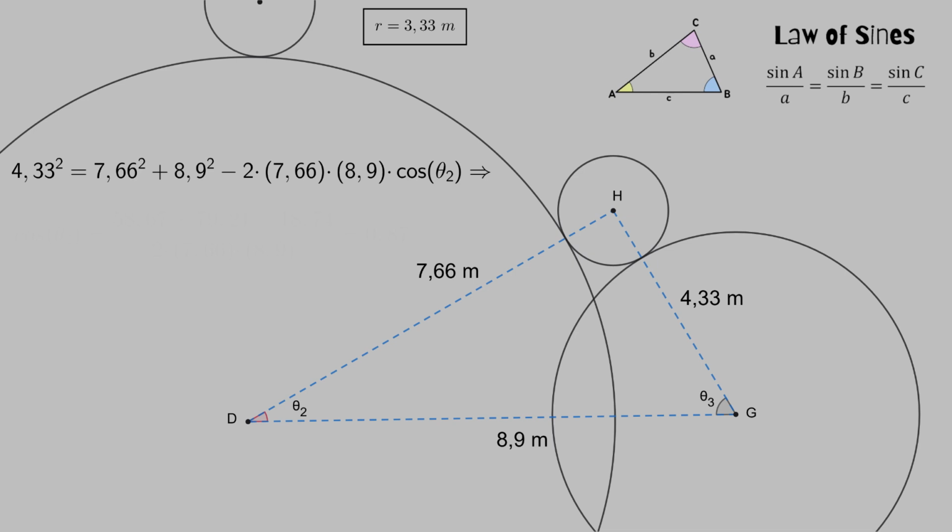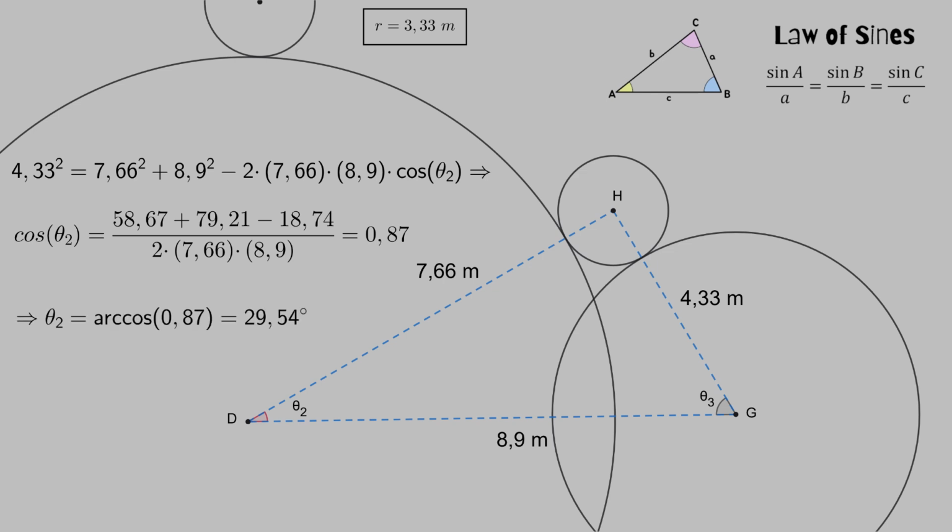theta 2, which is cosine of theta 2 equals 58.67 plus 79.21 minus 18.74 all over 2 times 7.66 times 8.9, which is 0.87, which is theta 2 equals arc cosine of 0.87, which is 29.54 degrees.